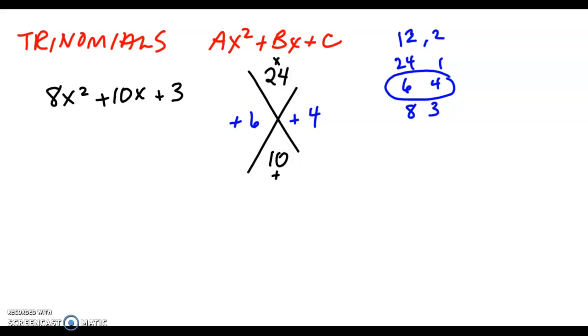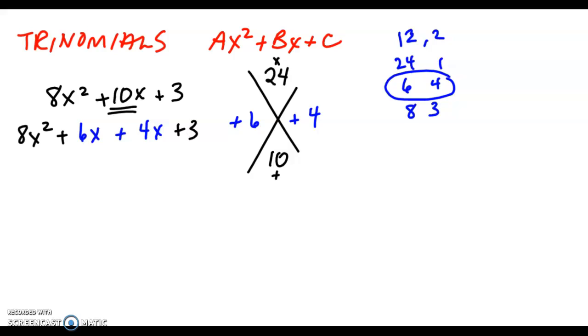Now, we use that. We go back, and the second step in decomposition is to rewrite the middle term, this 10x, broken into 2 parts, the 2 parts that we found. So now I'm going to break 10x into the 6x and the 4x, and then plus 3. So we're not changing the question. We still have 10 x's. We've just broken them into 2 parts.